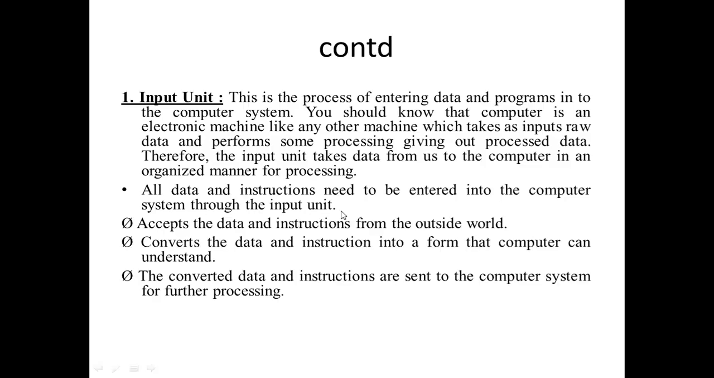The input unit accepts any type of data and instructions from the outside world. It converts instructions and data into a form that the computer can understand very easily, and the converted data or instructions are sent to the computer for further processing. So the input unit performs two tasks. First, it gets the input from the user. Second, it converts the input into a form the computer can understand. After converting the input, it sends it to the computer so that the computer can now work on it.